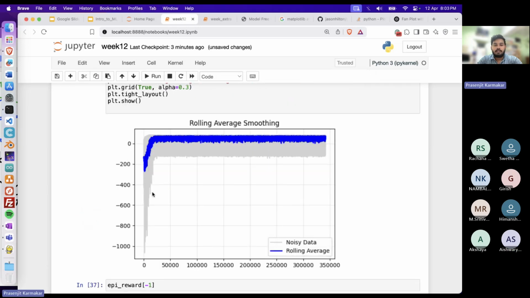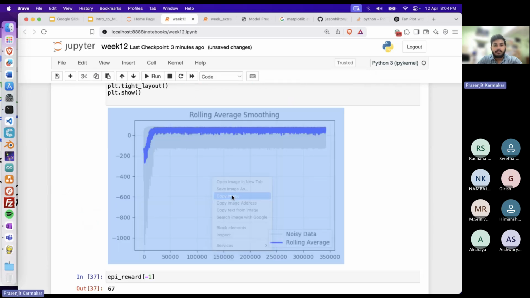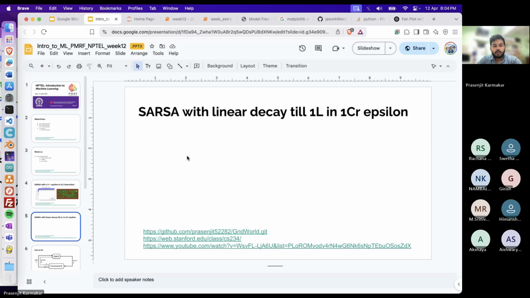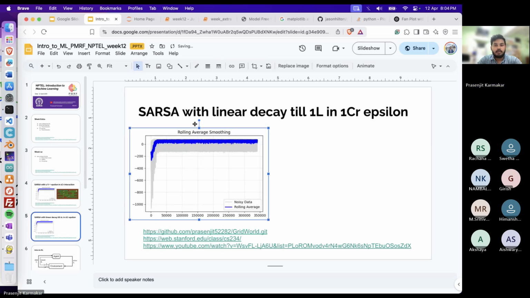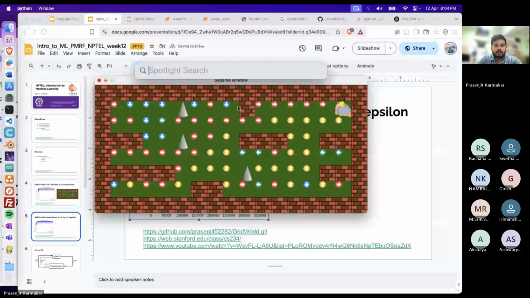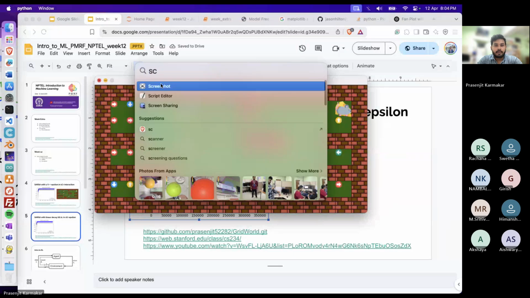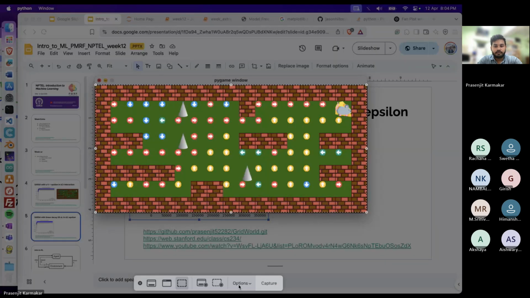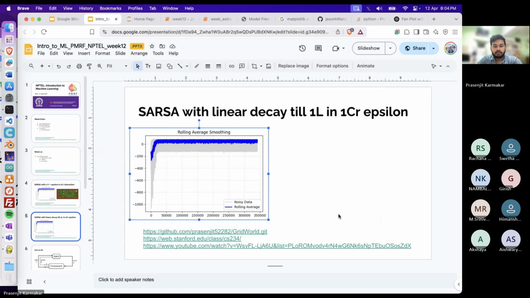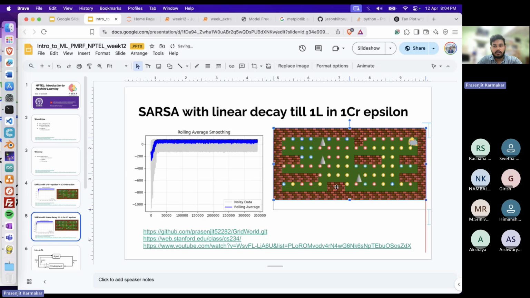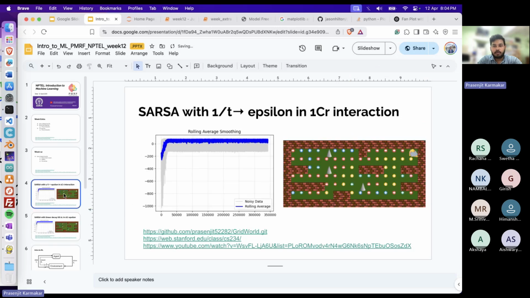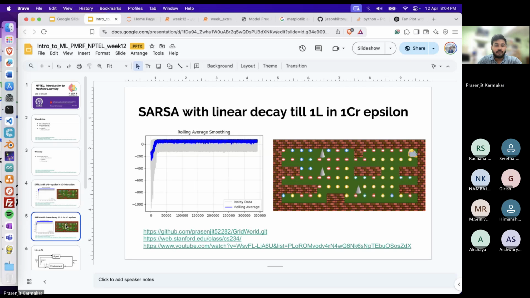So let's copy this image, put it here. Also the emergent policy. And see, it is actually different from the previous one, right? It's actually different. Okay. So this is what about SARSA.